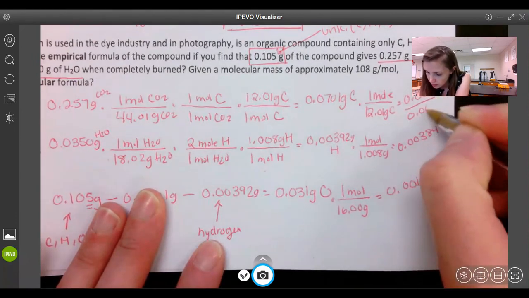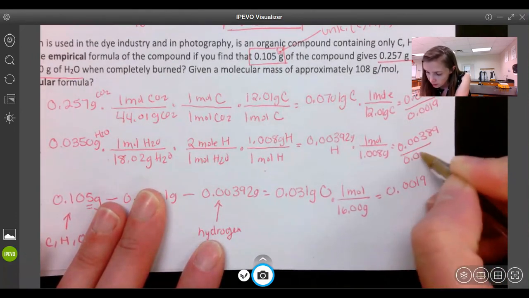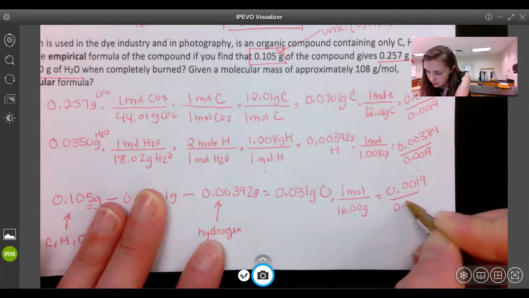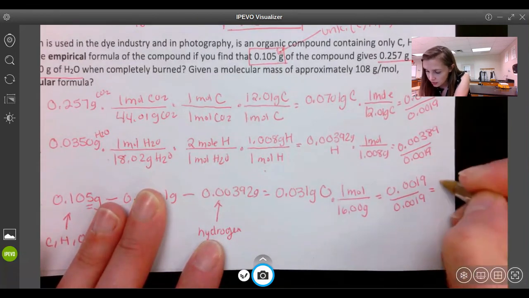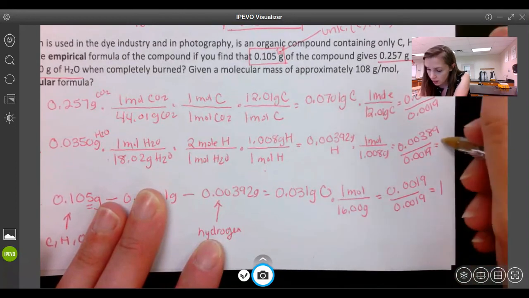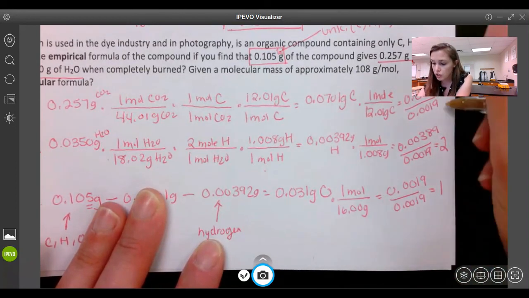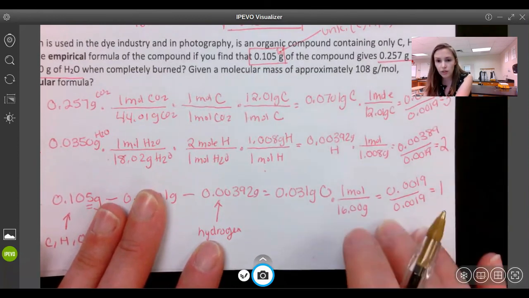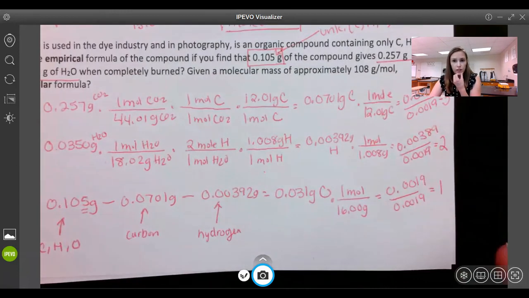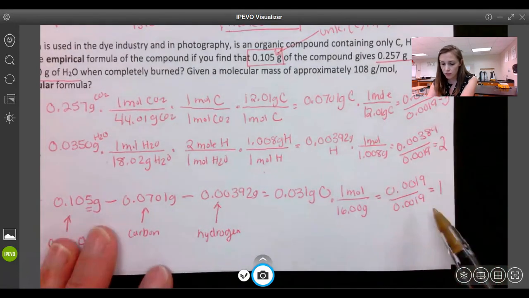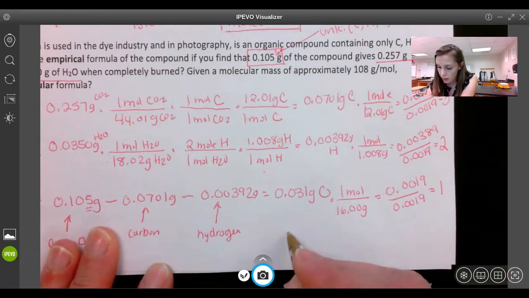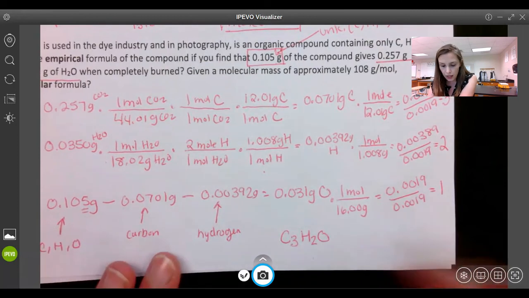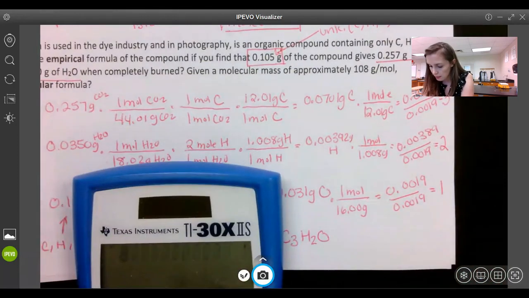So this is going to be 0.0019 divided by 0.0019 divided by 0.0019. So here you will see oxygen is set to 1. Hydrogen is going to be rounded off to 2. It's very close to 2. And then the same thing, carbon here is going to be very close to a whole number of 3. Okay, now that I have them in that whole number ratio after dividing by the smallest, I can determine my empirical, which is C3H2O.